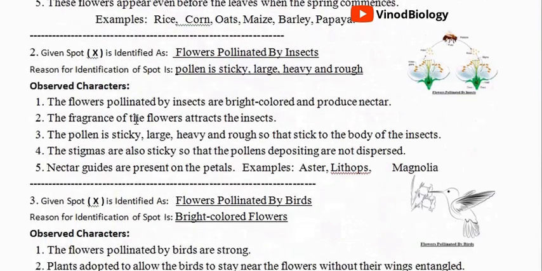Next spot is this one: insects as pollinators, flowers pollinated by insects. Why? Because pollen grains are attached to its body. So pollen is sticky, large, heavy and rough. Like this, you have to mention the reason. Generally most people may not ask, but in some cases some externals will ask. Then you have to write. Here it is half a mark, so 1 mark will be divided into parts, half plus half.